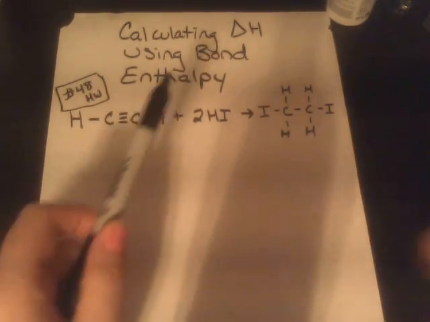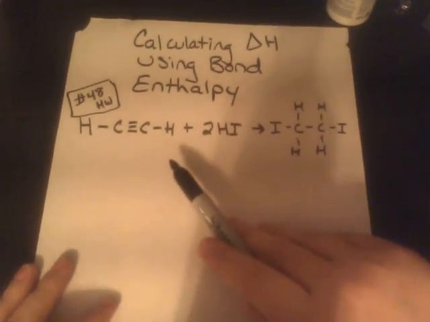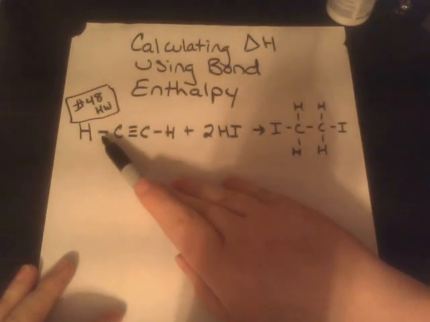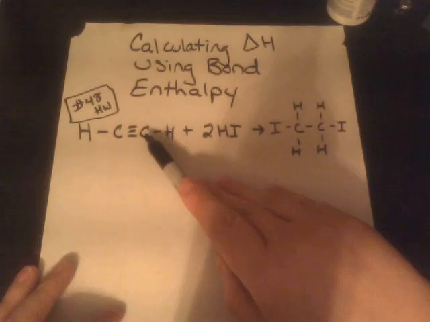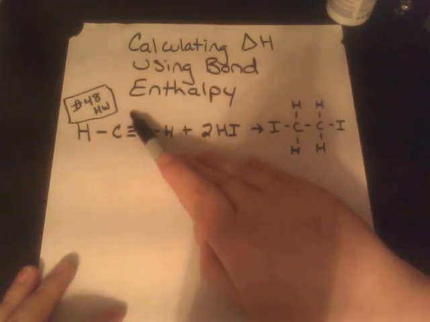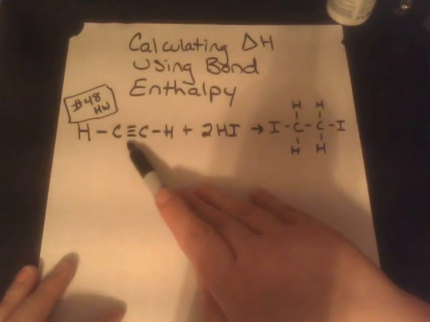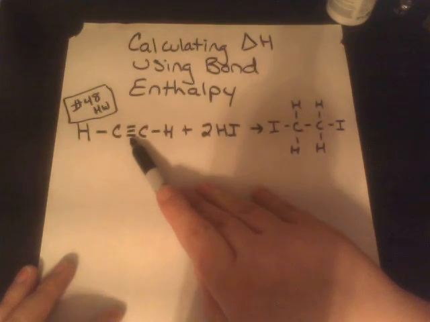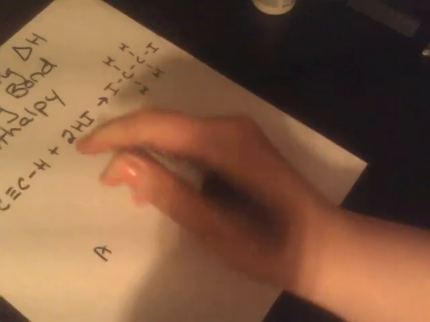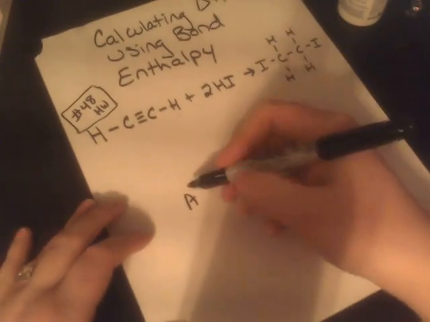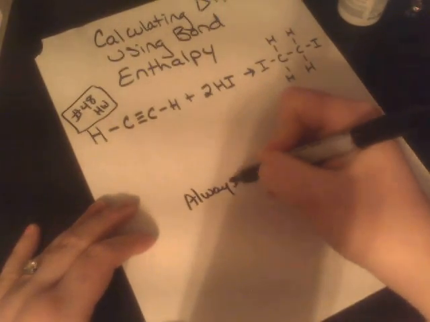Using bond enthalpy, so how much energy it would take to break a C-H bond, that's single, right? This is how much energy it would take to break a triple carbon-carbon bond. So bond enthalpy, is it always going to be endothermic or exothermic? It's always going to be endothermic, which means we're going to have a positive number.